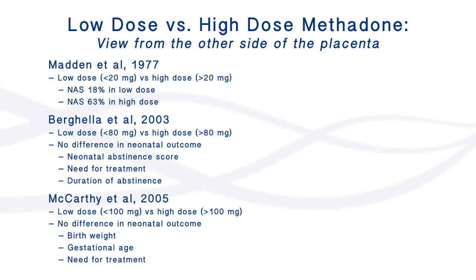So these last two studies are where many of the arguments about high dose versus low dose come from. These two studies are why many researchers and many clinicians especially, and many in the methadone maintenance industry say that there is no difference for the infant whether the mother is on high dose or low dose methadone maintenance. But again, let me draw your attention to the fact that these two studies used 80 and 100 milligrams as the two cutoffs between low dose and high dose.